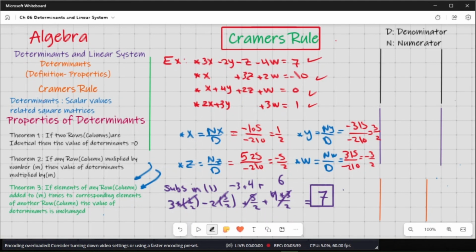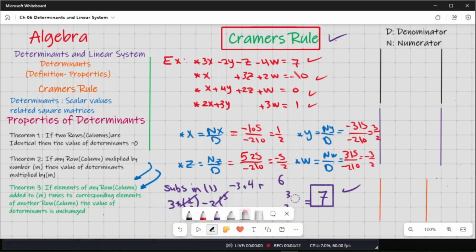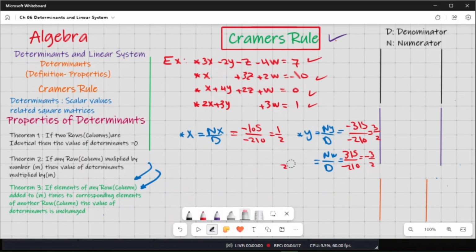I hope this is clear. Sometimes we proceed many calculations, but this is just systematic calculation to obtain here x, y, z, and w by Cramer's rule. Okay, so just let me clear that and move to the last point in our lecture.